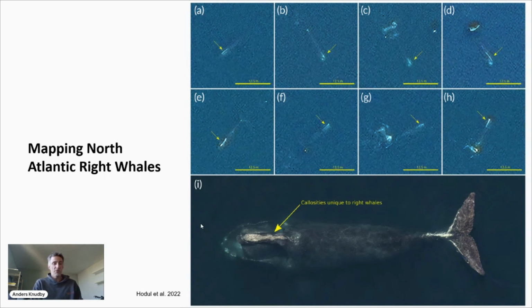So we're contributing to this by developing a CNN model that will automatically detect these whales in high-resolution satellite imagery. The image here at the bottom of the slide shows you a North Atlantic right whale photographed from an airplane. And above, you can see 8 examples of what such whales look like in a satellite image.